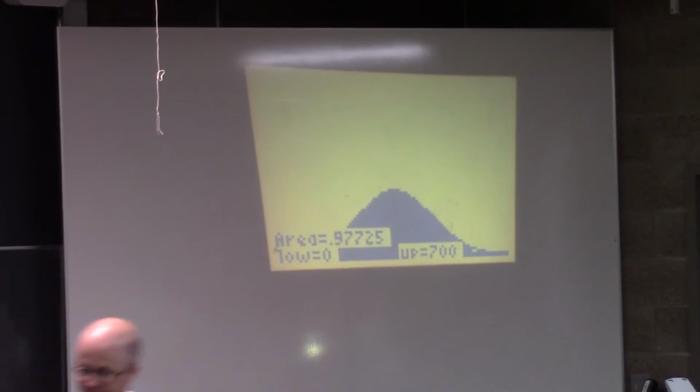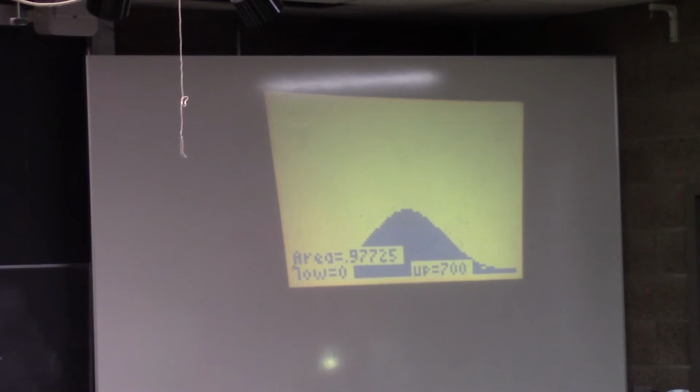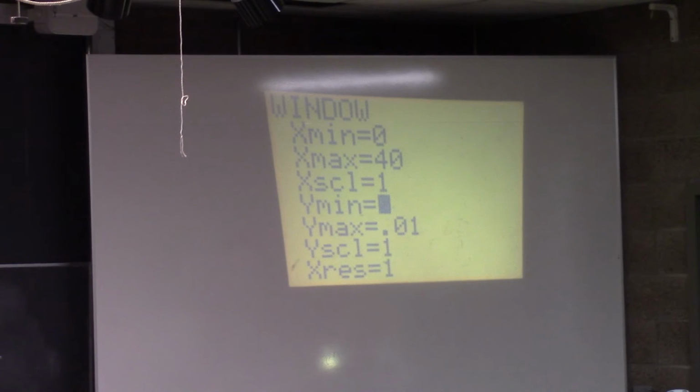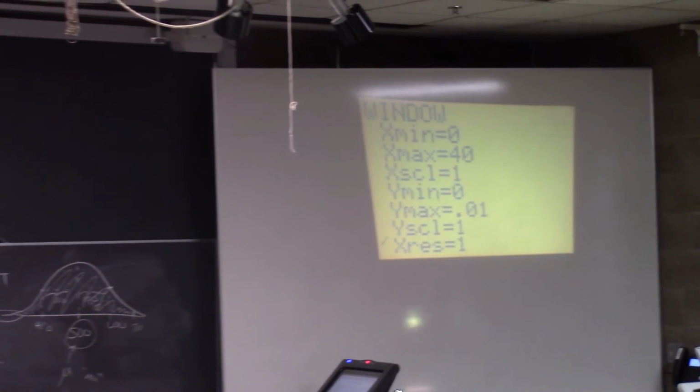What about Bobby? What's his percentile rank? Go back to the window. Pick a new window for the ACT one. Like say 0 to 40 maybe. And for the Ymin, Ymax, keep Ymin at 0. Ymax make it bigger than it is. How much bigger, that's hard to say.